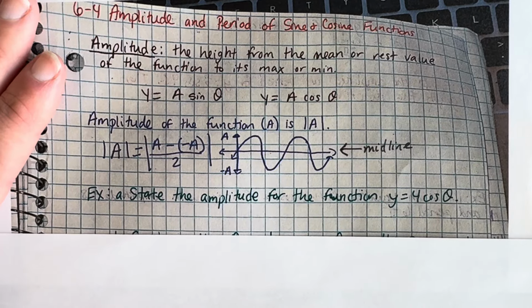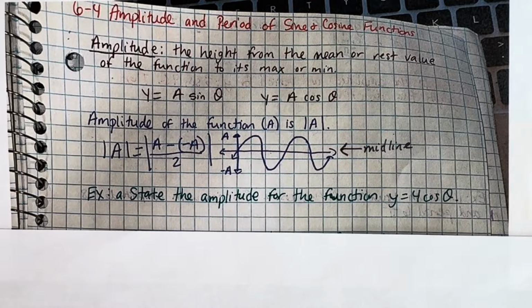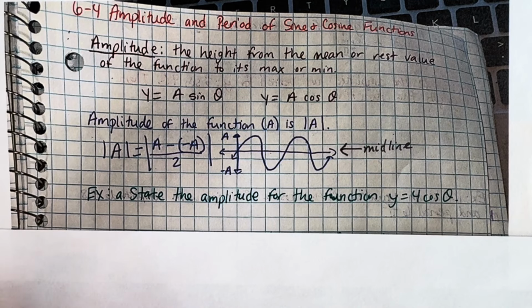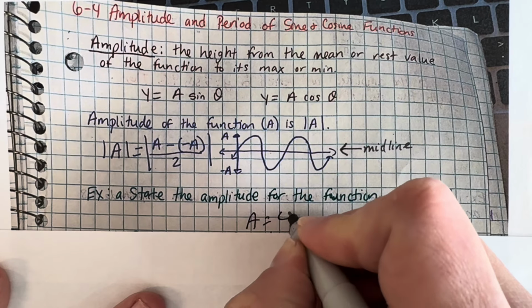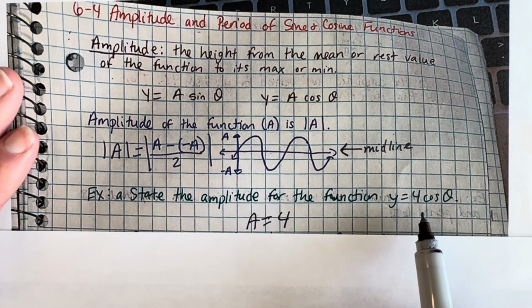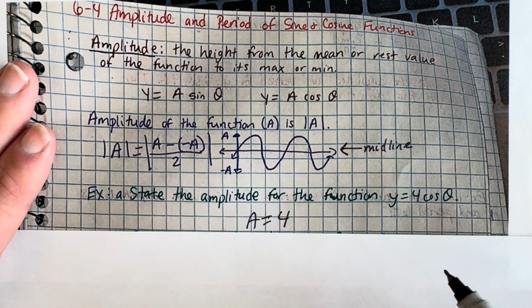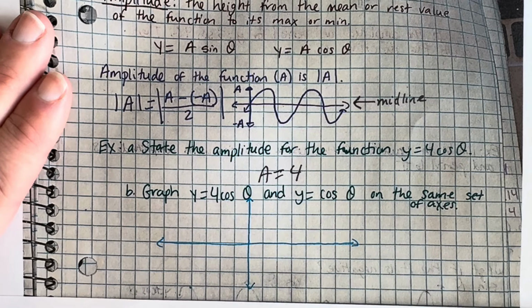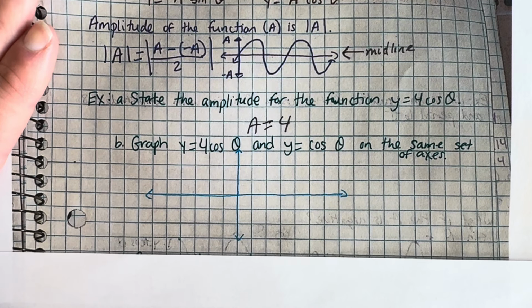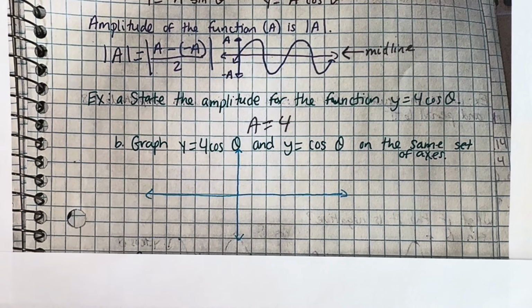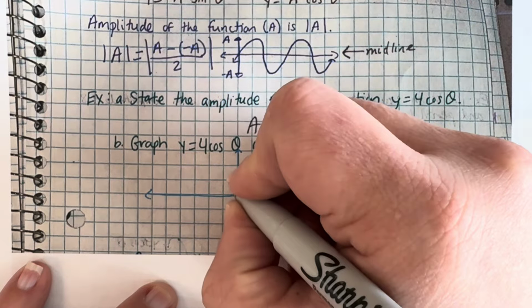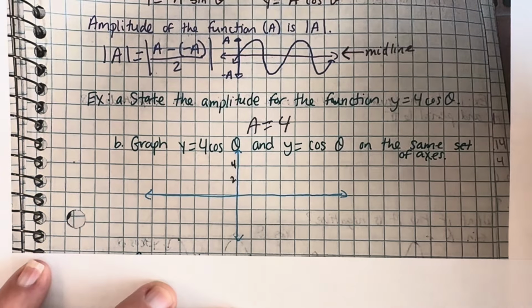All right. So I have a function right here. It says state the amplitude for the function y equals 4 cosine of theta. So on here, our amplitude is going to be 4. That means from our midline, we're going to go up 4 instead of up 1, and down 4 instead of down 1. So right here it says graph y equals 4 cosine of x and y equals cosine of x on the same axis. I didn't leave myself very much room here, so we're going to make this go by 2's.